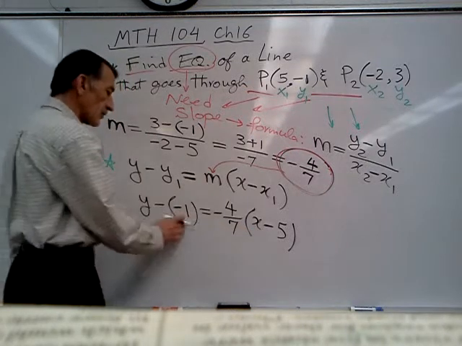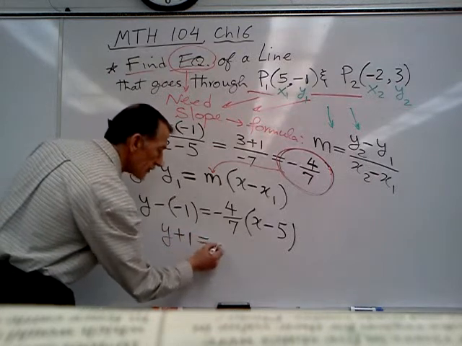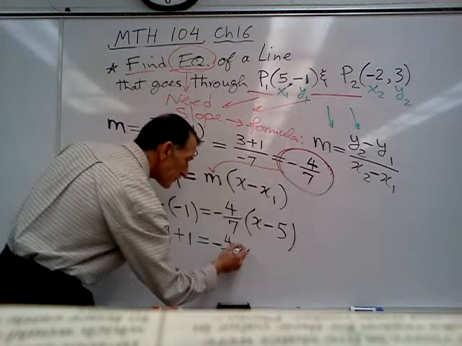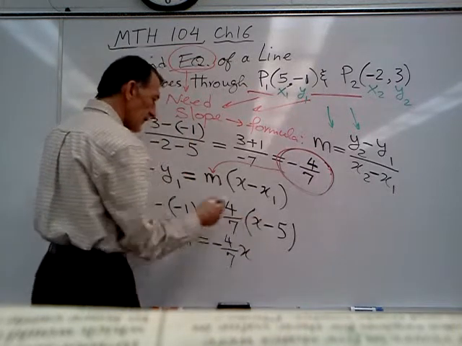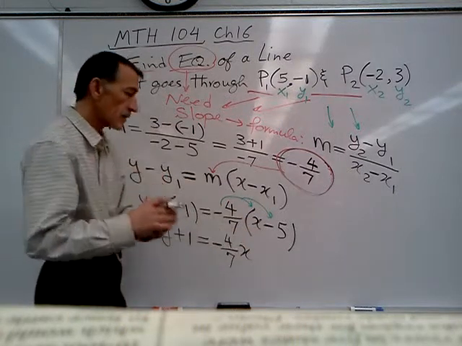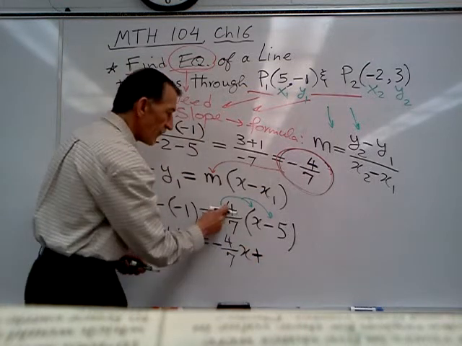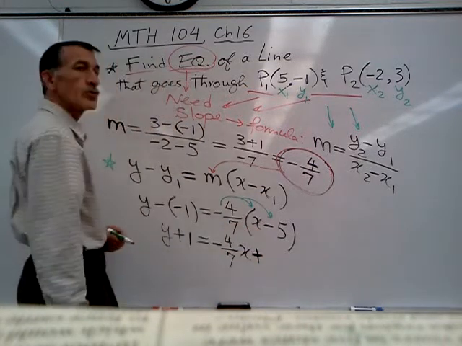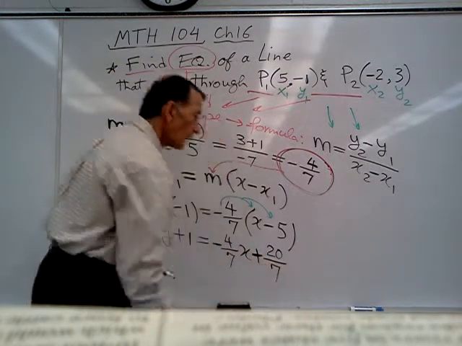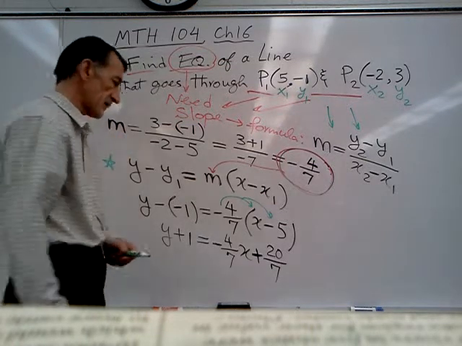You do the algebra, you do the math, that gives you y plus 1 equal to negative 4 over 7 times x. And negative times negative, so you multiply with the distributive law. Negative times negative is going to give you plus. So plus addition of 4, 7 times 5, which is going to give you 20 over 7, which is 2 and 6 over 7.